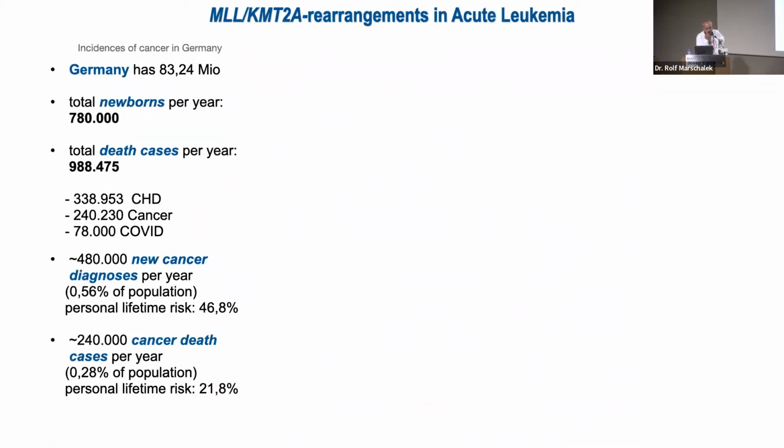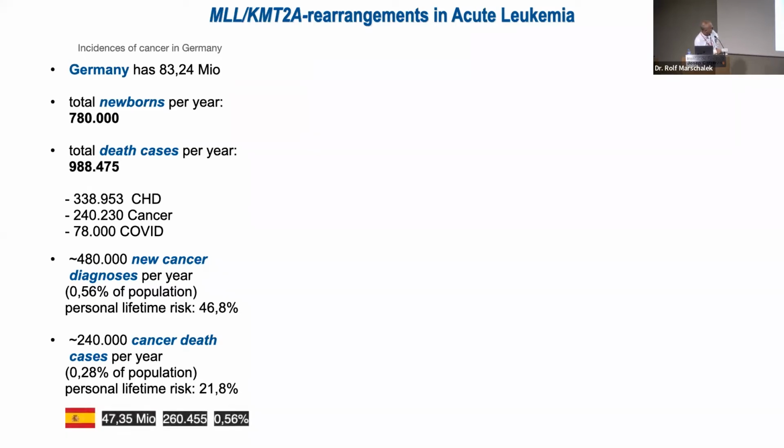So let's also have a look at the prevalence of tumors and leukemias. I took only the data from Germany, but you can compare this one-to-one to Spain if you want. So we have in Germany more than 80 million inhabitants. We have nearly 800,000 newborns per year. We have nearly 1 million death cases. And you see most of the death cases are coming from corona, heart diseases, but also, let's say, one quarter is cancer. And we have every year in Germany roughly 500,000 cancer diagnoses, which is 0.56% of the population. So if you multiply this with your lifetime, you see that your personal risk is roughly below 50% to get cancer during your lifetime. And what is also important, half of them are dying every year.